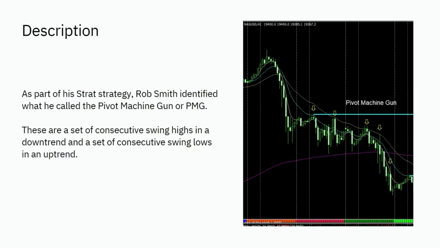Description. As part of his Strat strategy, Rob Smith identified what he called the pivot machine gun, or PMG. These are a set of consecutive swing highs in a downtrend and a set of consecutive swing lows in an uptrend.